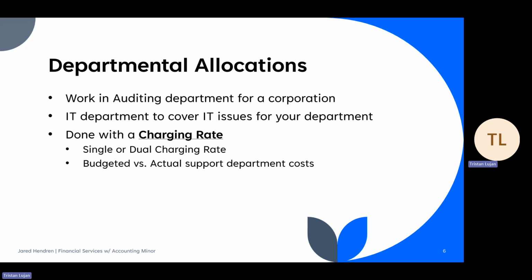But for budgeting purposes, the corporation needs to know the costs your department is using in order to have these services done. This is done through the use of a charging rate. There are two major factors that go into determining an appropriate charging rate: the choice of a single or dual charging rate and the use of budgeted versus actual support department costs. We will get into this right now.